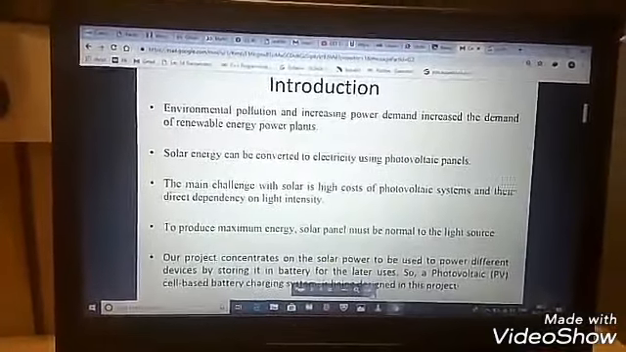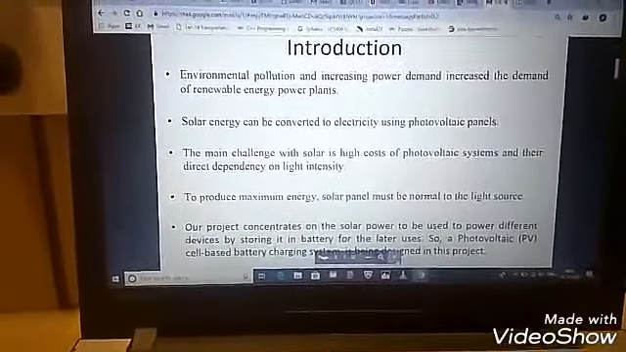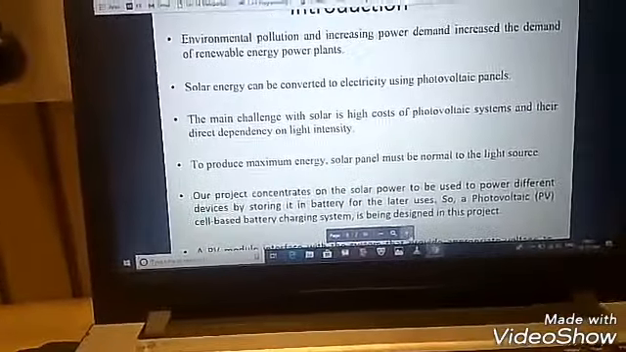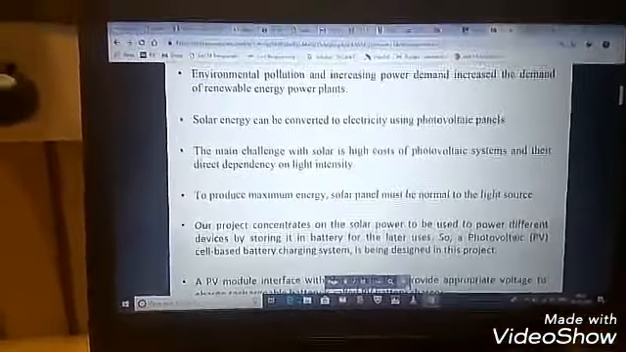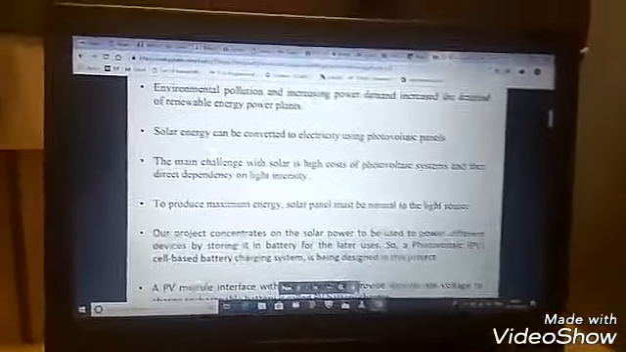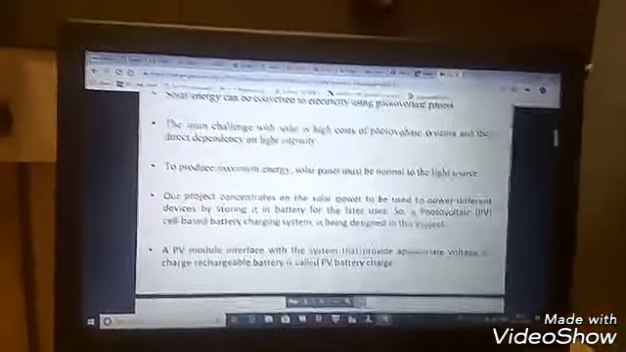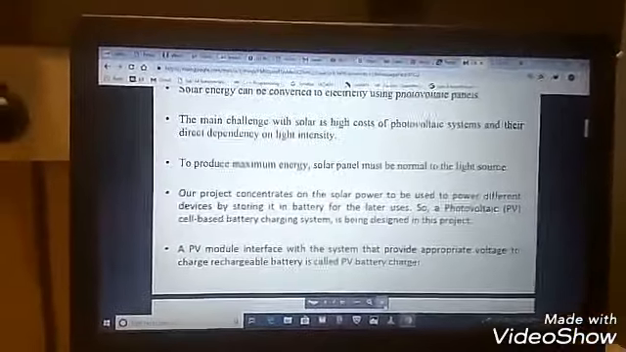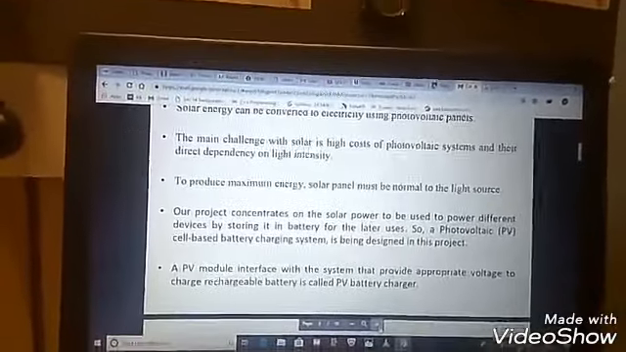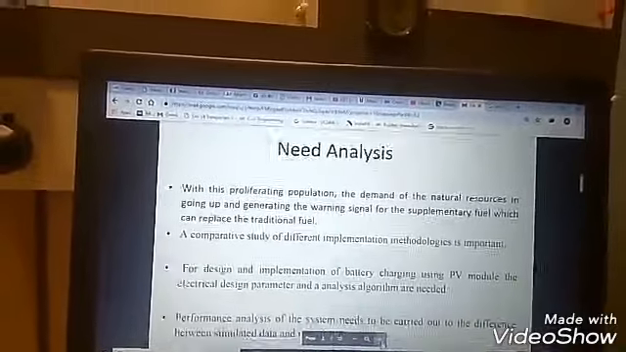the next slide is the introduction. The main challenge with solar is the high cost of the photovoltaic system and the direct dependency on sunlight intensity. So our project concentrates on a solar power system to power different devices by storing the energy in a battery for later use. A photovoltaic cell based battery charging system is being designed in this project, and the PV module provides an appropriate voltage to charge the rechargeable battery, which is called a PV battery charger. And moving on to the next slide, the need analysis.